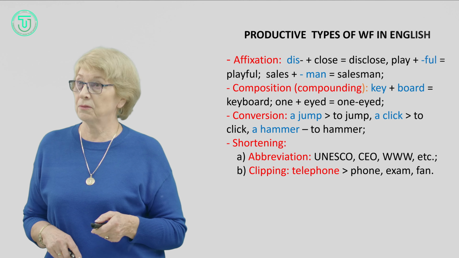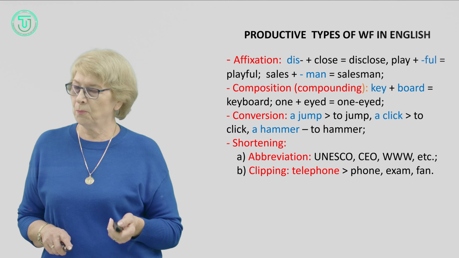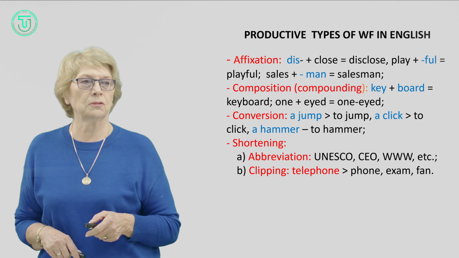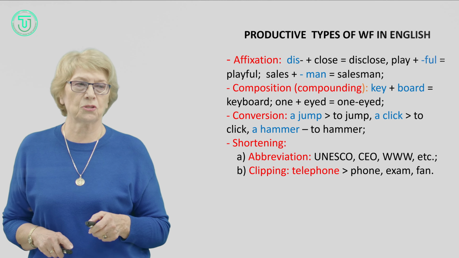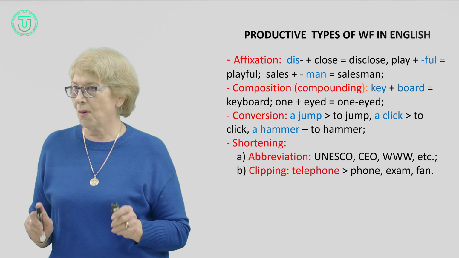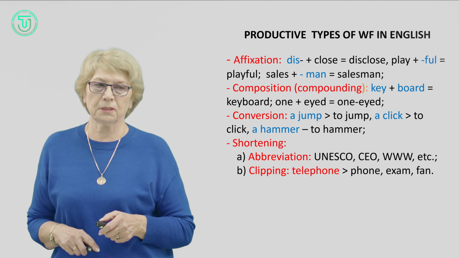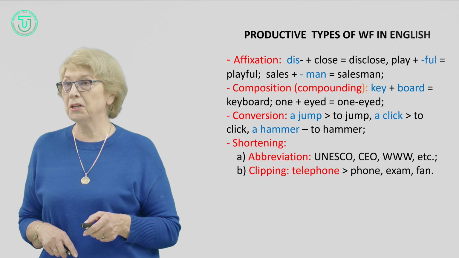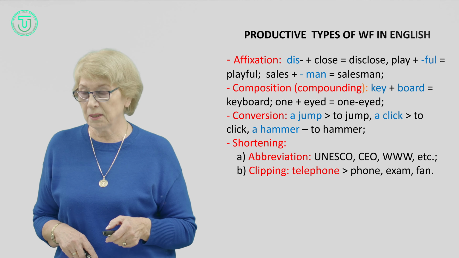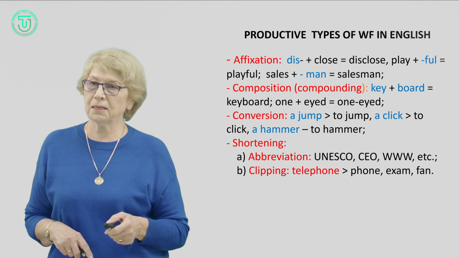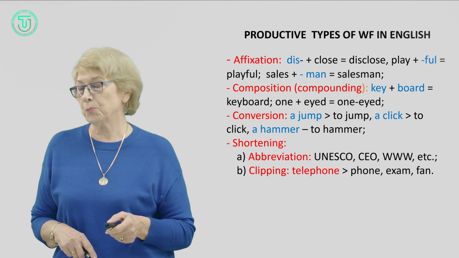First of all, they include, of course, affixation. We'll deal with it today. Then composition or compounding. There are two types of terms. Conversion, which is really a very unique type of word formation in modern English, and it's a must for learning. And shortening, such as abbreviation and clipping, became very active, not from the very beginning of the English language, but later, from the 16th, 17th centuries. But they are now also very productive.